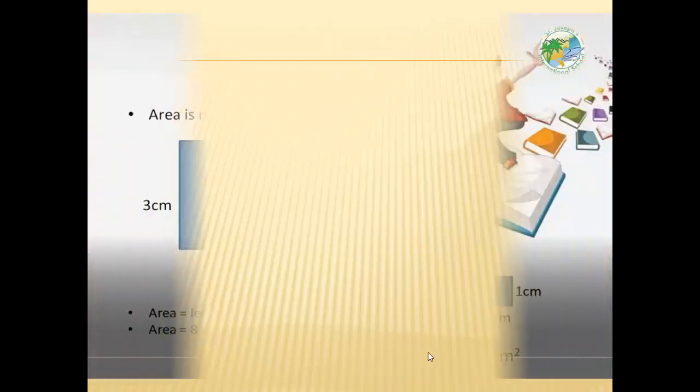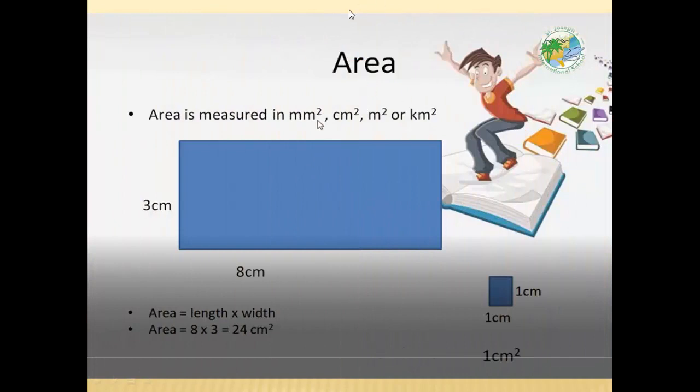Now, what is the measuring unit of area? Area is measured in millimeter square, centimeter square, meter square, or kilometer square. How can we calculate the area for this shape? Okay. The area of a rectangle is length times width. Then area equals 8 times 3 equals 24 centimeter square. What is a centimeter square? Centimeter times centimeter equals centimeter square.